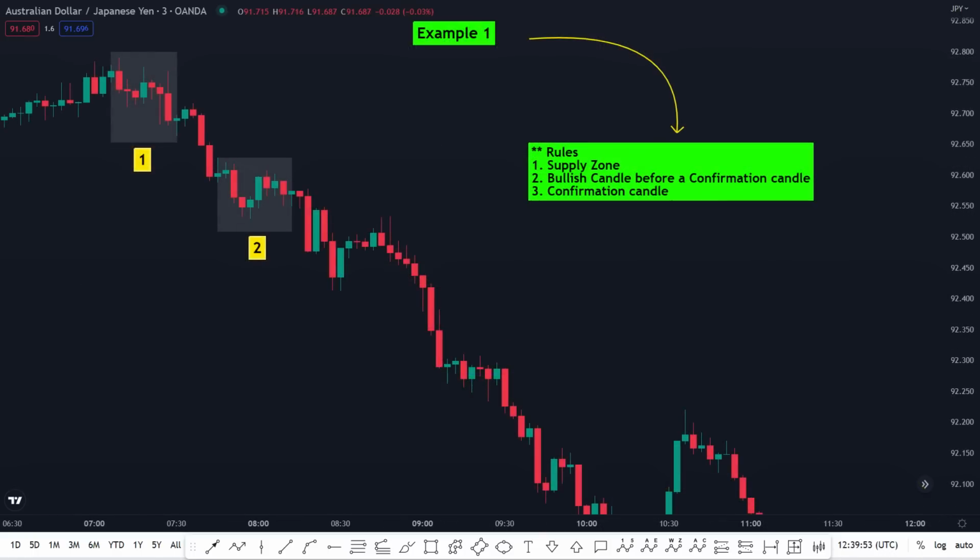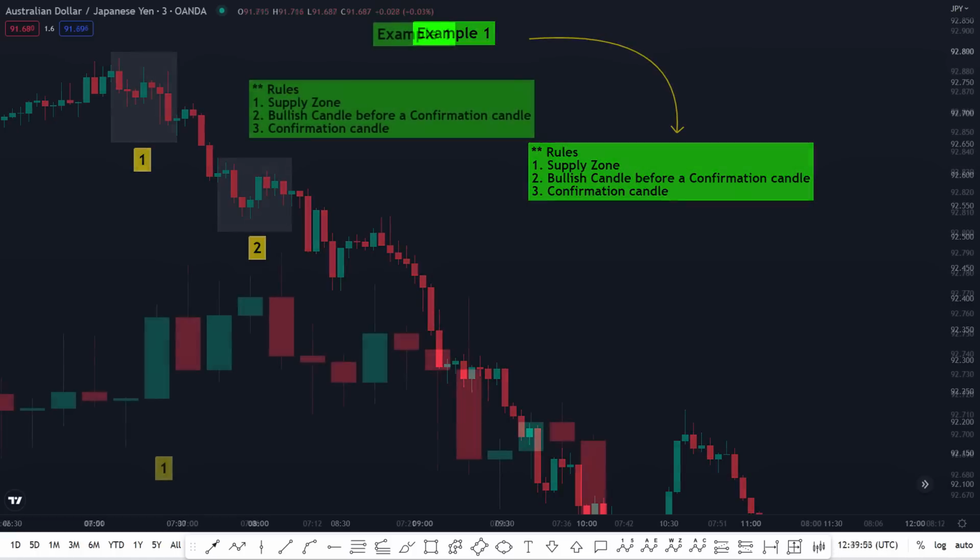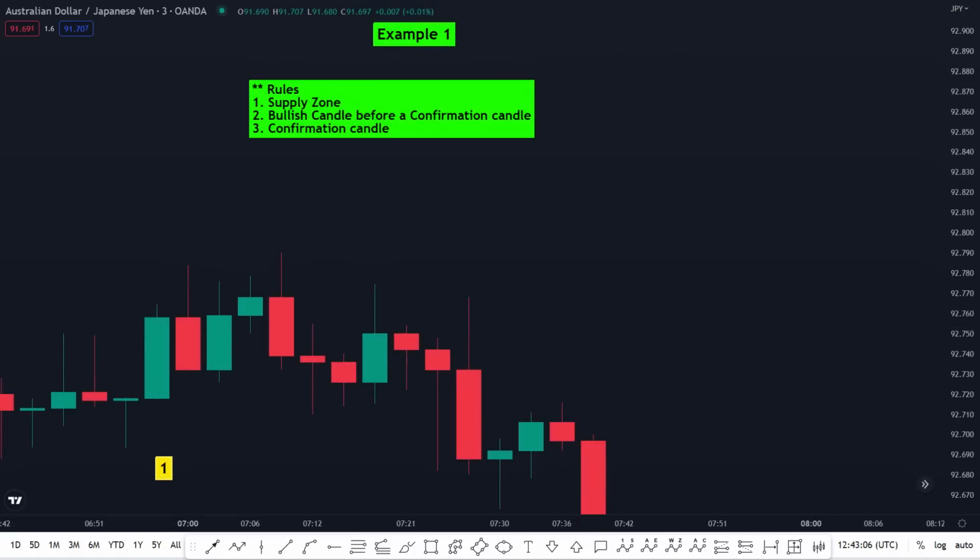As we can see, we have 3 major rules over here. So we will start with this example 1 here. I will zoom in so that I can explain that area step by step. So please stay focused as we move forward because some of the examples will start to be difficult for new traders. Now that we are zoomed in, the first step is to identify a supply zone.